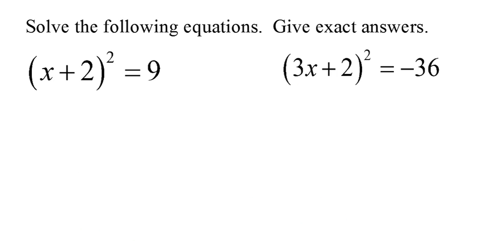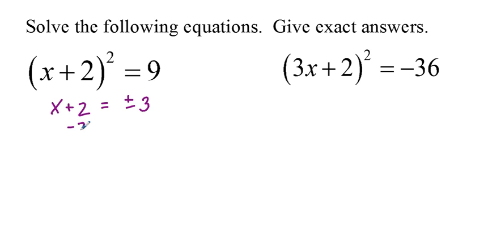All right, so now we're just going to go one step farther. Same process. We're going to take the square root of both sides and we're going to have a plus or minus. So start with this one. x plus 2 equals plus or minus 3. So when we take the square root of 9, we get 3, and we have two options.